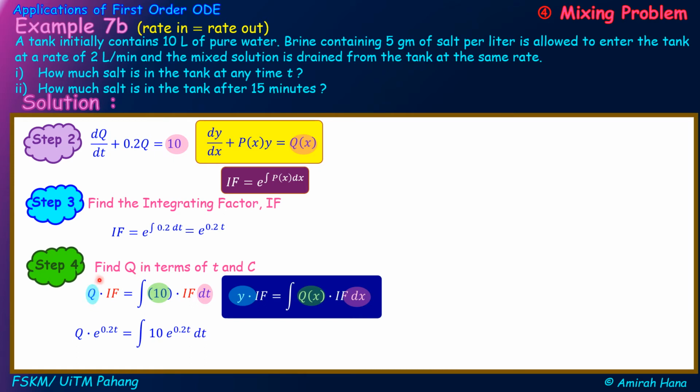After that, we have Q times IF, which we replace by e to the power of 0.2t, equals integration of 10, and then we replace IF by e to the power of 0.2t, and then dt.